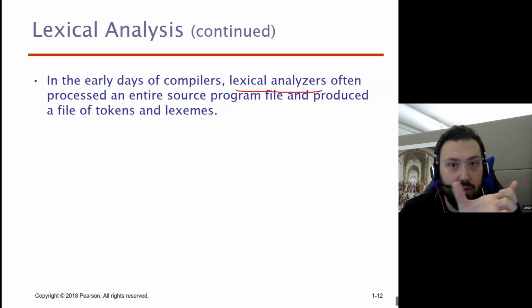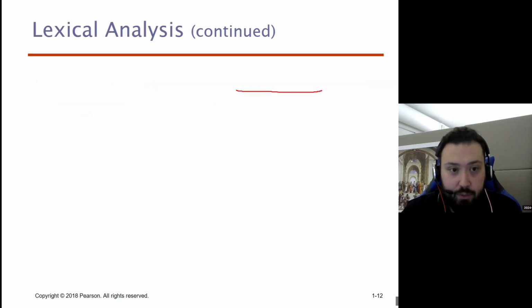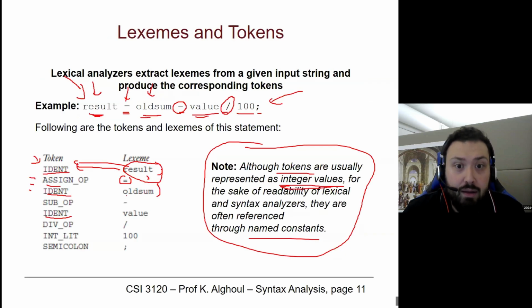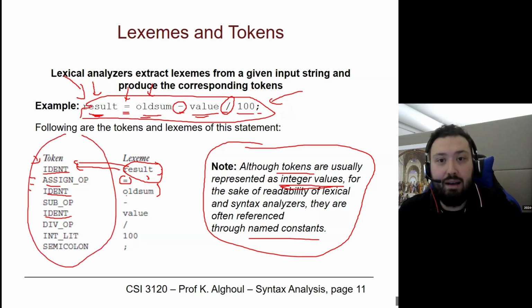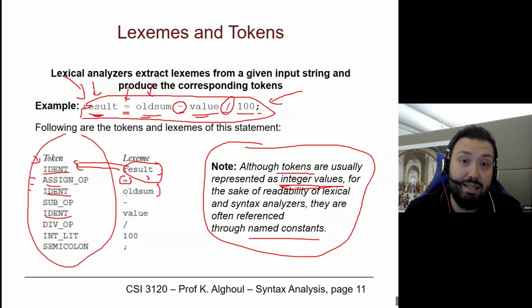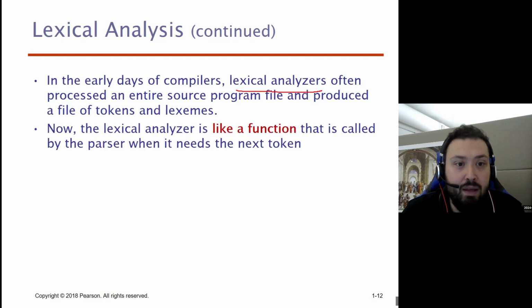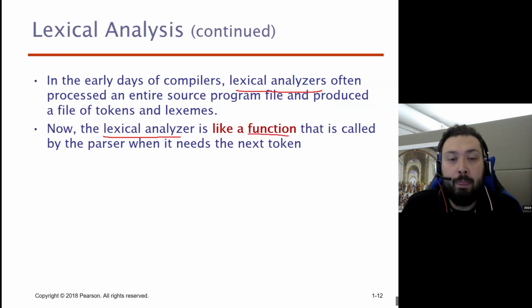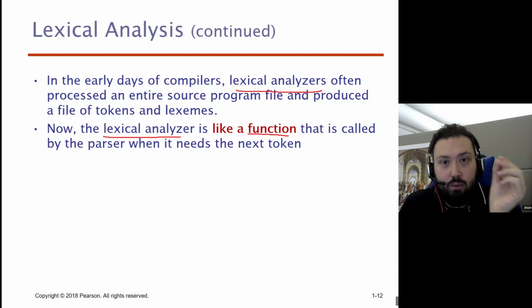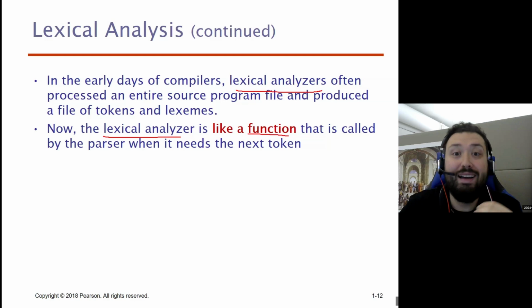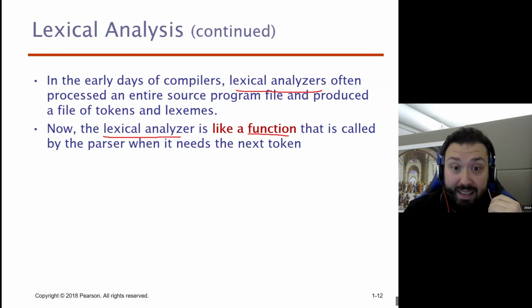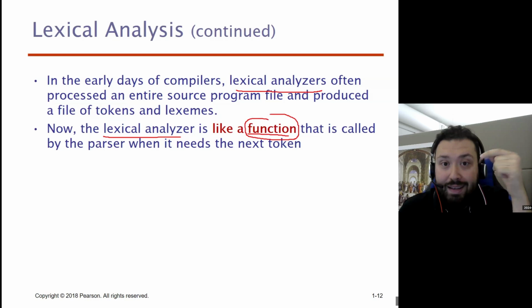So we'll take the whole sentence that we just mentioned before. For example, we're going to take this whole thing and put it inside the lexical analyzer, produce everything together, and then feed it to the syntax analyzer. But nowadays, the lexical analyzer is like a function. That means each time my parser, my syntax analyzer, needs a token, it is going to call the lexical analyzer. So the lexical analyzer acts like a function that can be called to input the next token.